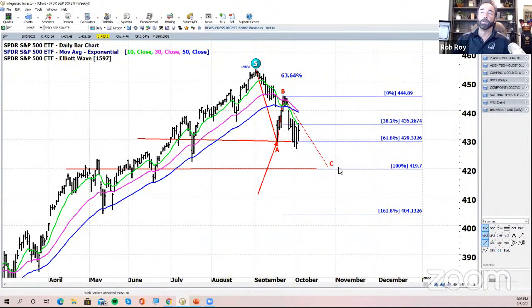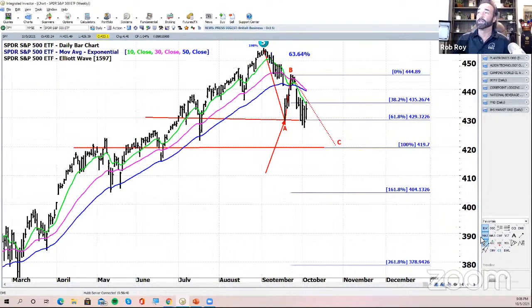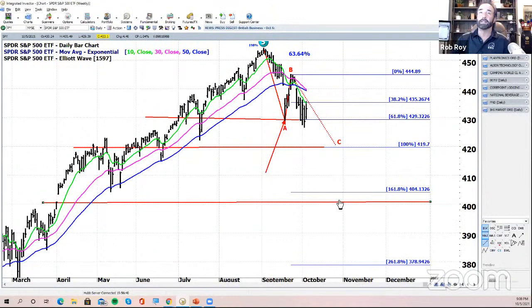So will that hold? Will that be the end of it? Or will we have a 161.8% extension to the downside, coming down here towards the 400 level? I extended a little bit lower.